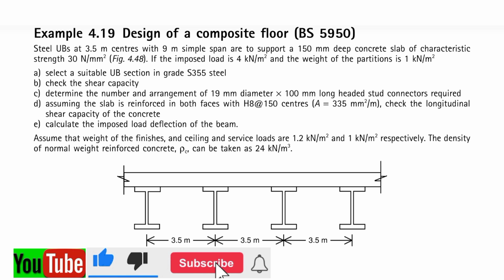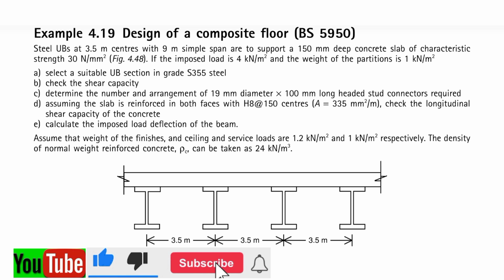Part B, check the shear capacity. Part C, determine the number and arrangement of 19 millimeters diameter by 100 millimeters long headed stud connectors required. Part D of the question, assuming the slab is reinforced in both faces with H8 at 150 centers with area of steel 335 square millimeters per meter, check the longitudinal shear capacity of the concrete.